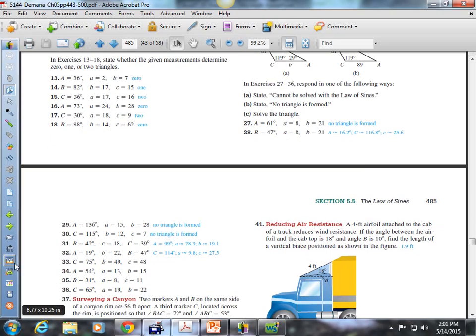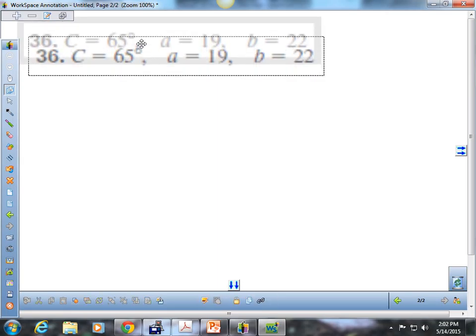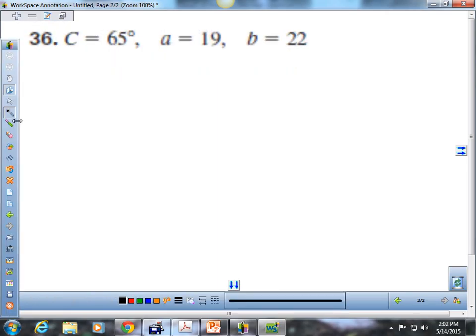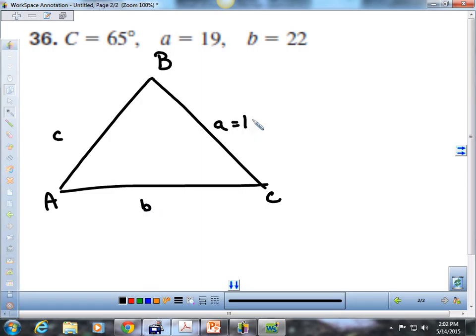So 36. What's the very first thing I should do with 36? I'm a very visual learner. I need to see this triangle. And this is triangle what? How do you know it's ABC? Your 2 sides are A and B, and the angle they gave you is C. So this has got to be a triangle ABC. Does it matter how I label it? Absolutely not. Side A being 19, side B being 22, angle C being 65 degrees.